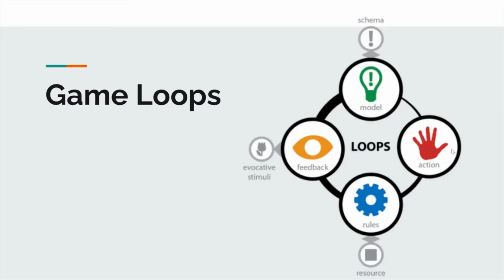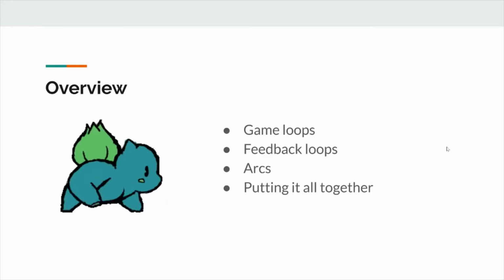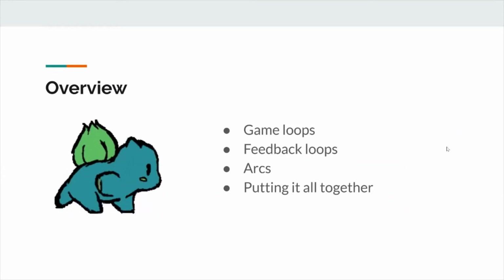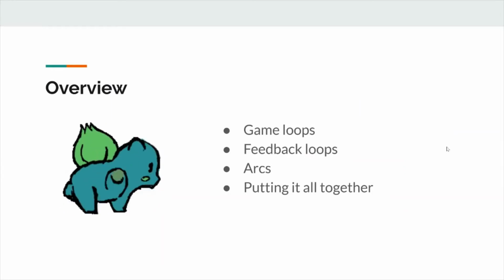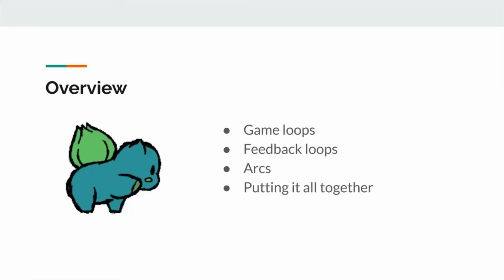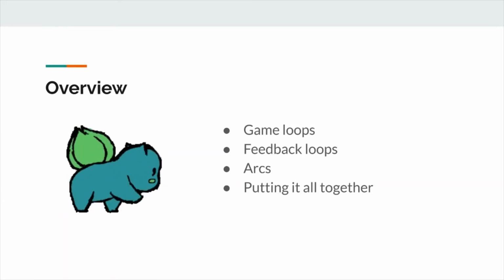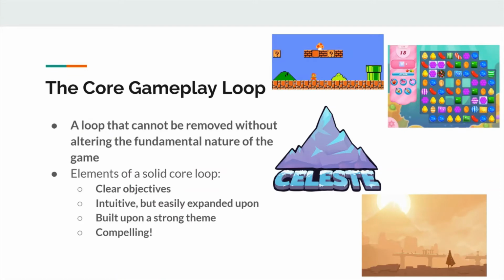All right, so getting into game loops. We're going to go over game loops, feedback loops, arcs, and then we're going to talk about how to put them all together to make a fun and engaging game. So what is a core gameplay loop? As you can see on the slide, a core gameplay loop is a loop that cannot be removed without altering the fundamental nature of the game.